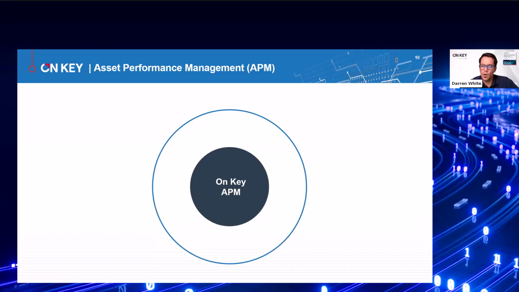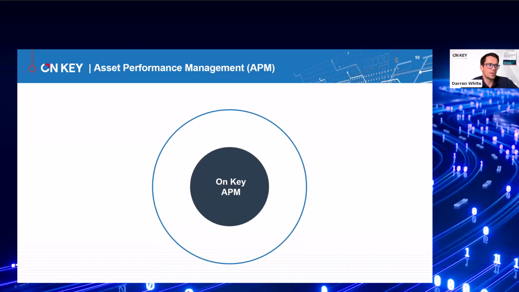Now, what does this mean in the OnKey world? You have your EAM layer. This is where you execute on your maintenance plans. You've got your asset register, your intelligent asset register within OnKey. But on top of this, there are a couple of other tools and layers to help you improve and extend the life of your assets.